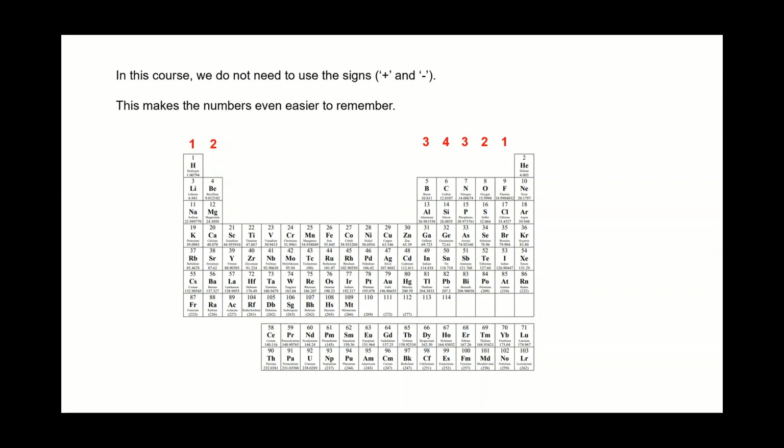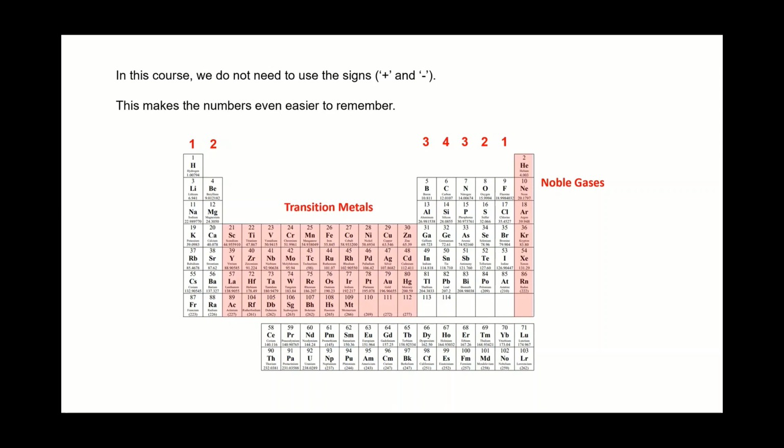There are 3 more things we need to quickly point out. You will have noticed that we have not assigned a charge to this column on the right hand side. These elements are called the noble gases. They do not form compounds and therefore do not have formulae. Therefore there is no charge, so don't worry about them.